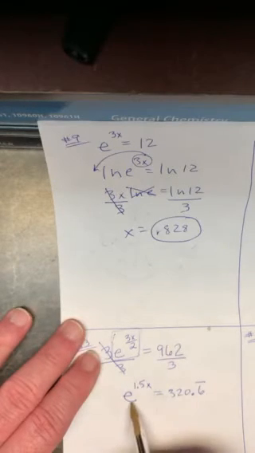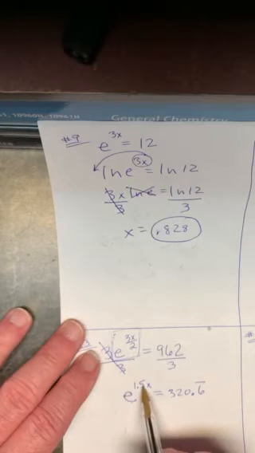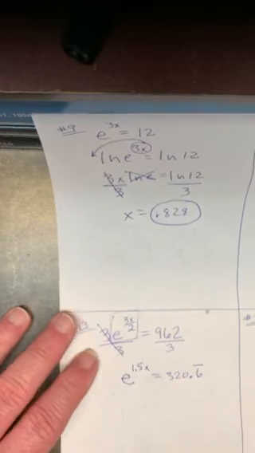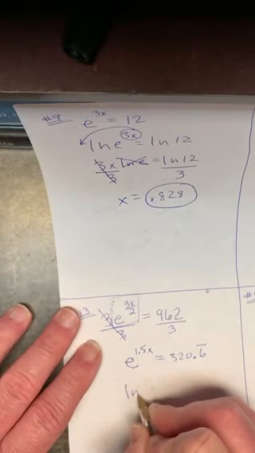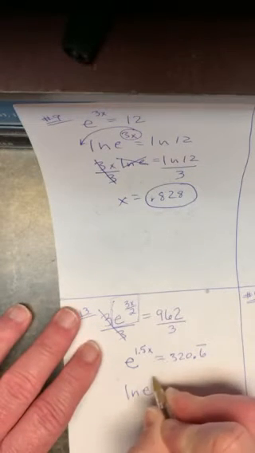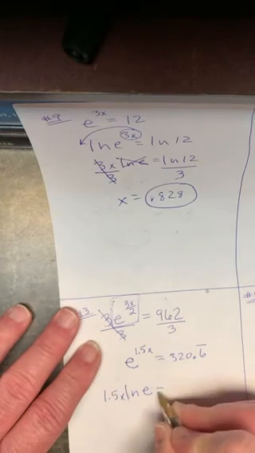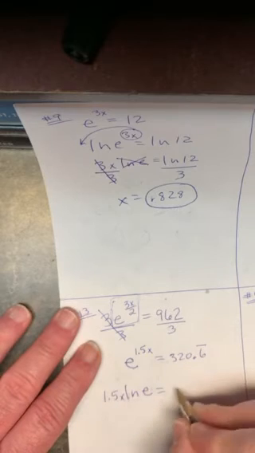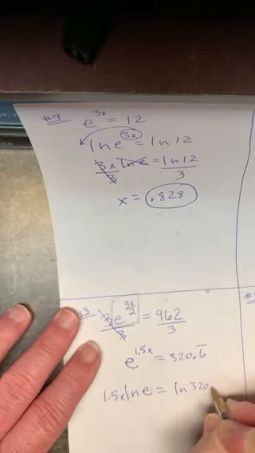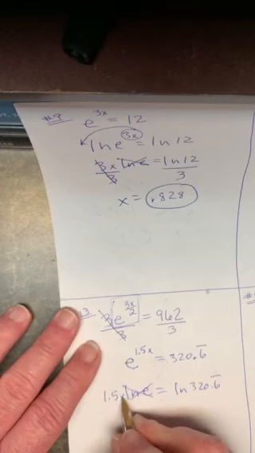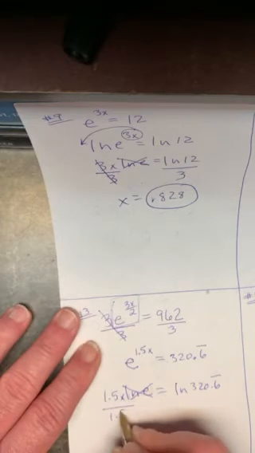And now I've got my e raised to my missing exponent. Of course, I'm going to ln both sides like we've been doing. So I've got ln of e to the 1.5x that's going to go out in front. If I natural log the left, I got to natural log the right. Boom. And now the ln e is irrelevant because it's really a 1. And to get that x by itself, I can divide by 1.5.